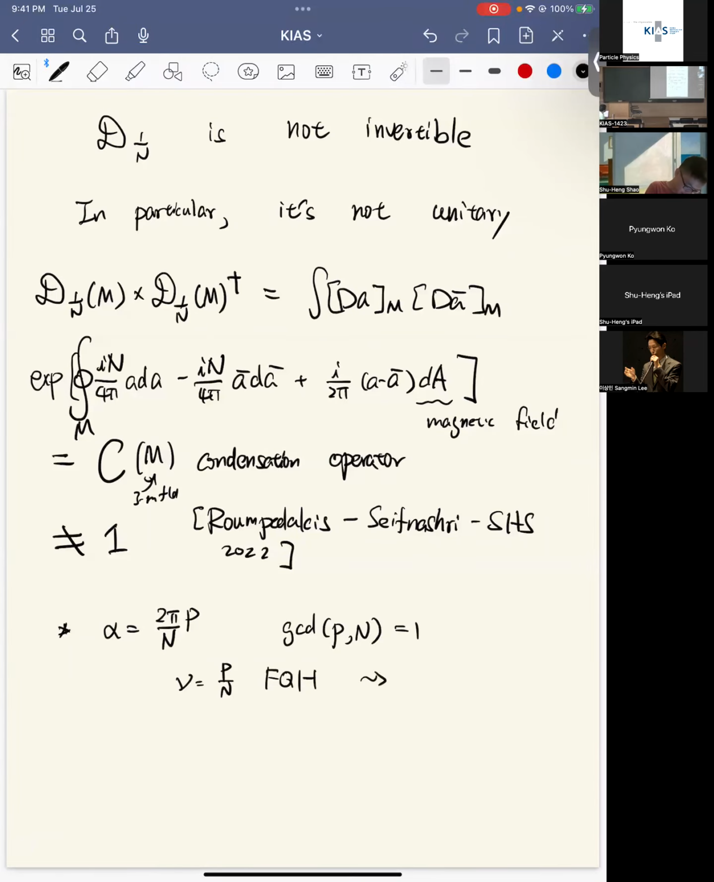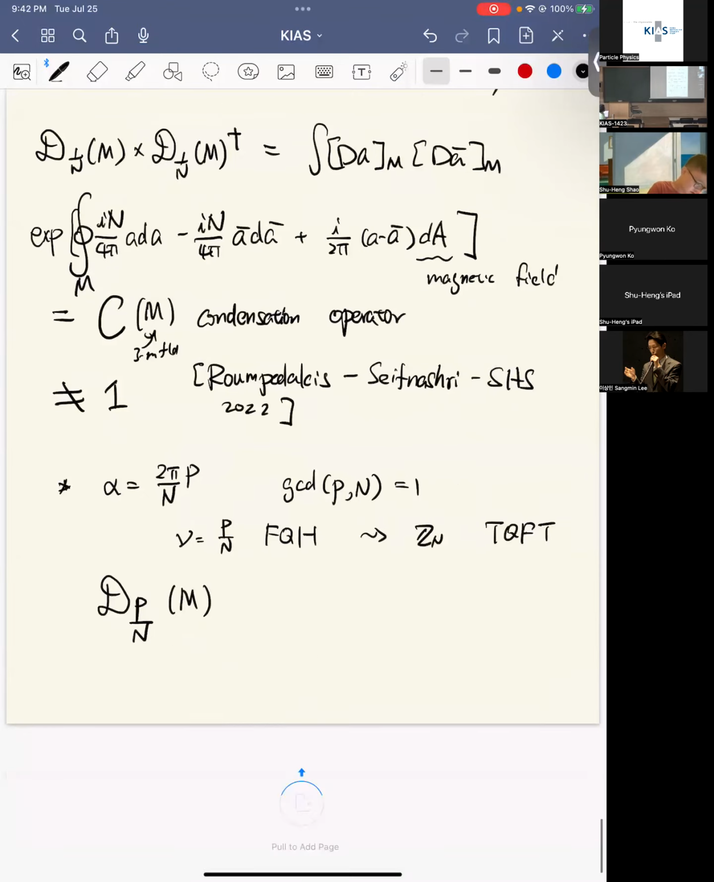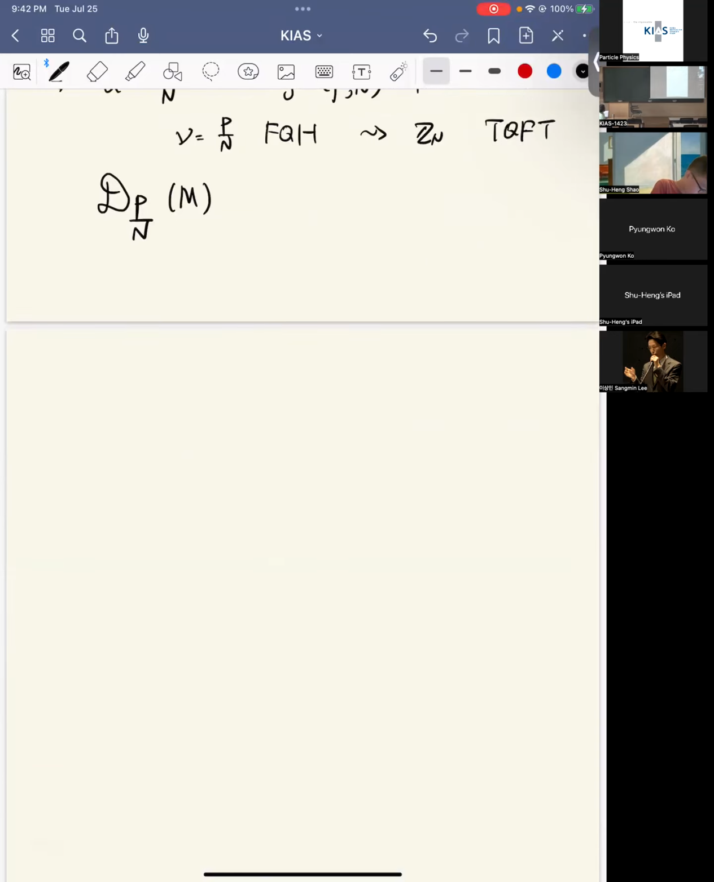Or you can think about it as some kind of Z_N minimal TQFT. Let me not get into the details of that, but at the end of the day, you again obtain a conserved, non-invertible operator. So the upshot of the discussion so far is that the classical U(1)_A symmetry is not completely broken. Let me write it. U(1)_A is not entirely broken by the ABJ anomaly.